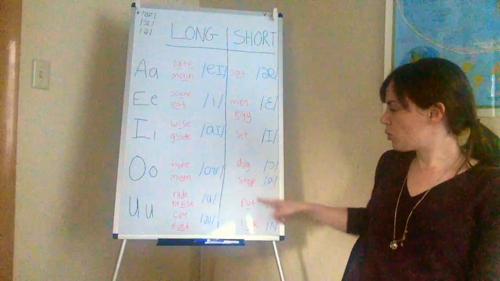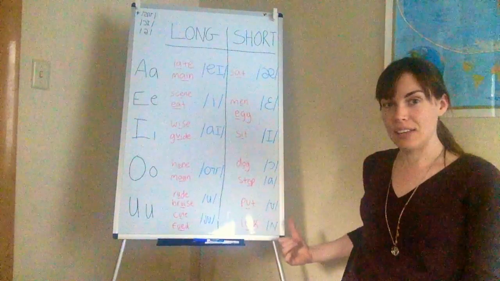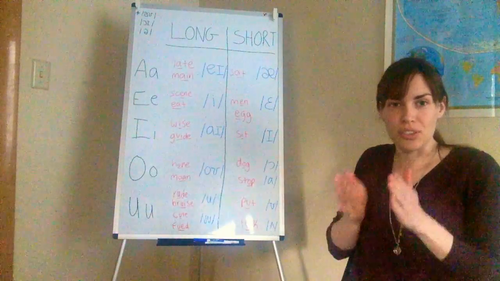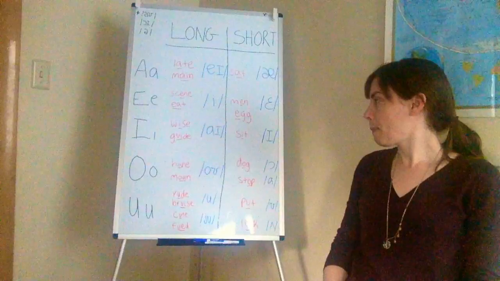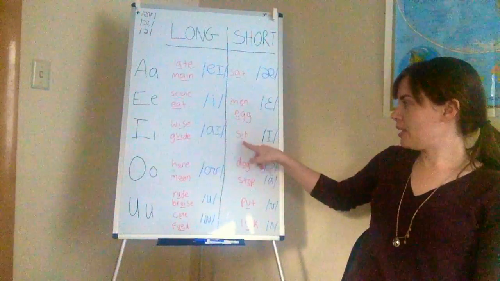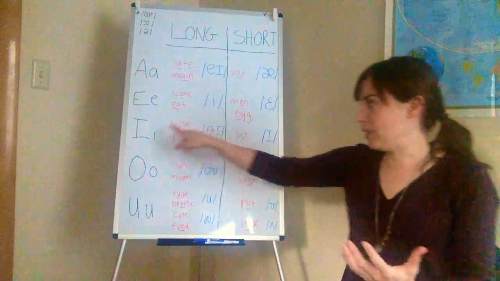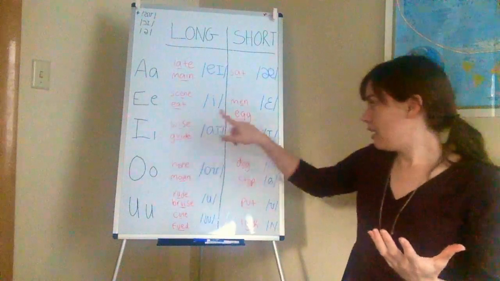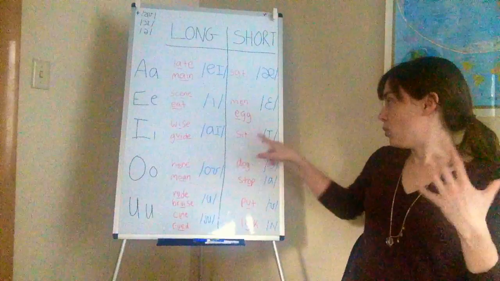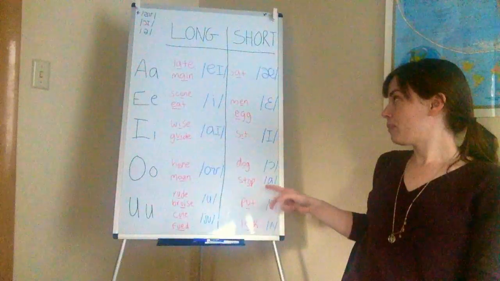If you notice, for all the short versions, none of them have silent E's at the end of the word, and none of them have 2 vowels next to each other. It's just a single vowel written there. That lets us know automatically that whatever vowel is written, so if it's I, like in sit, we look at this, okay, letter I, short version, because it doesn't have a silent E or 2 vowels combined, so it's got to be pronounced that way. That's it. Same thing for the others.